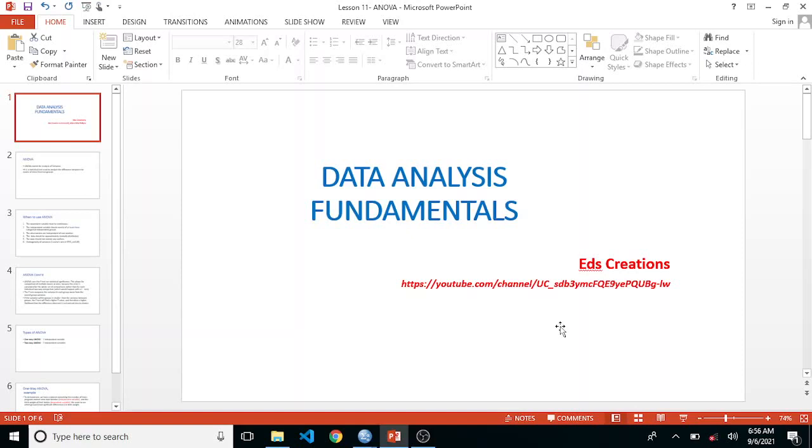In lesson 9, we saw the independent sample t-test. We saw how to check for outliers and how to transform our data if it does not meet the normality assumption. So you might want to take a look at lesson 9.